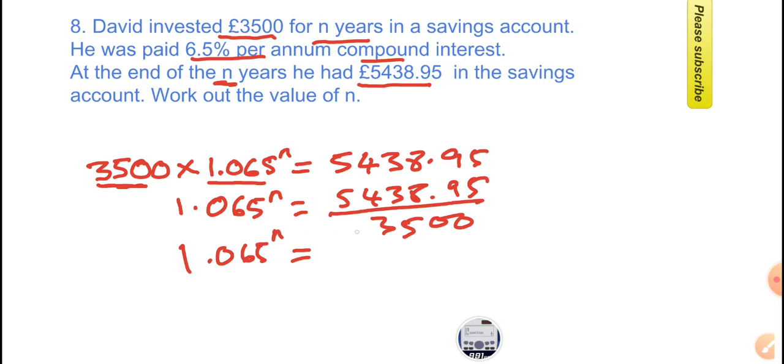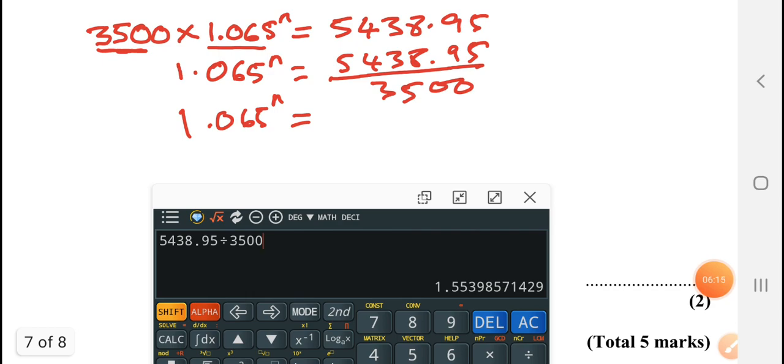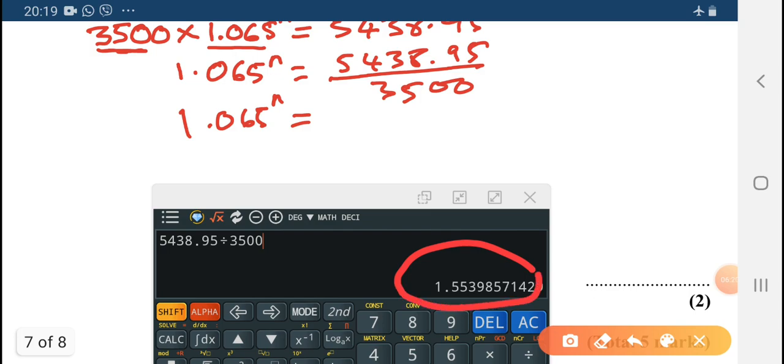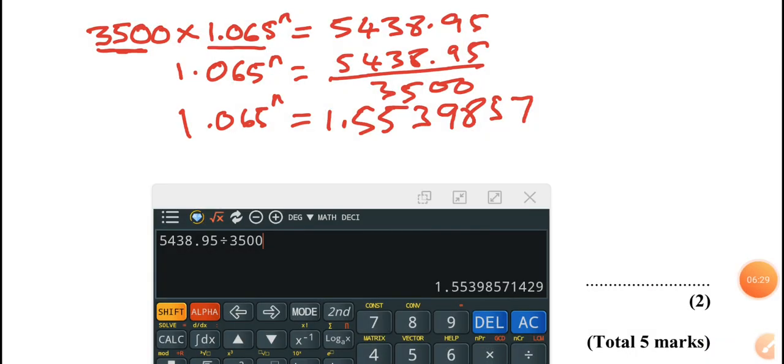1.065 to the power of n has to equal, and do this bit on your calculator. As you can see on the calculator, when I did this calculation, I got 1.553 and so forth. So I'm going to write this down. So I've now written that down. So what we're going to do now is guess numbers through trial and error to get the left hand side to be equal to at least that, or a bit more than that.